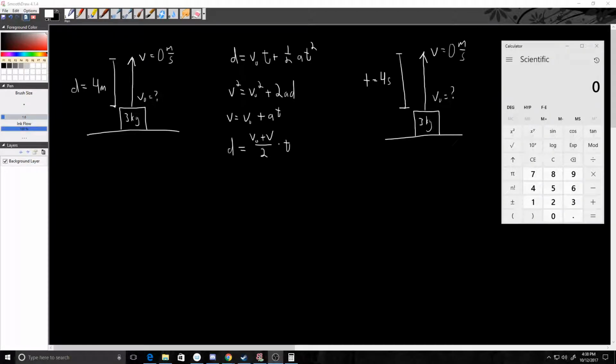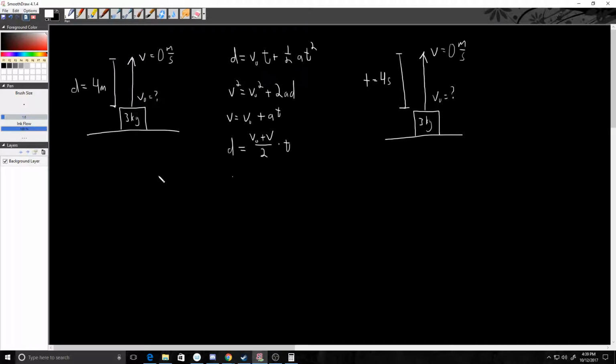All right, so today we're going to be looking at solving for initial velocity, takeoff velocity, jumping velocity, either of those phrases, in a couple of different situations. Let's say in both of these, I'm talking about a basketball player, kangaroo, doesn't matter. I have a 3 kilogram object. Mass, of course, does not matter for kinematics here.